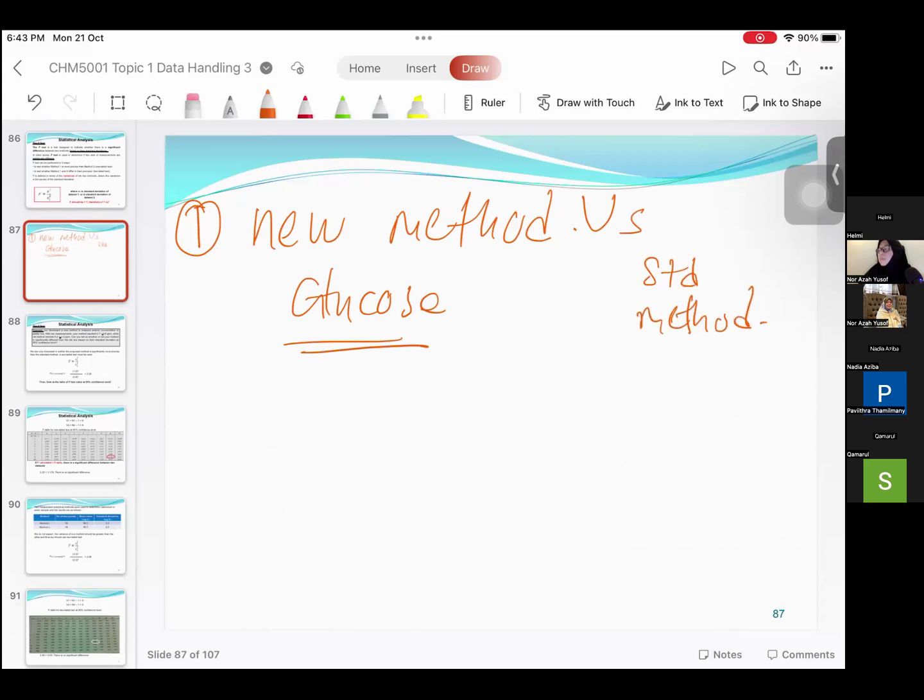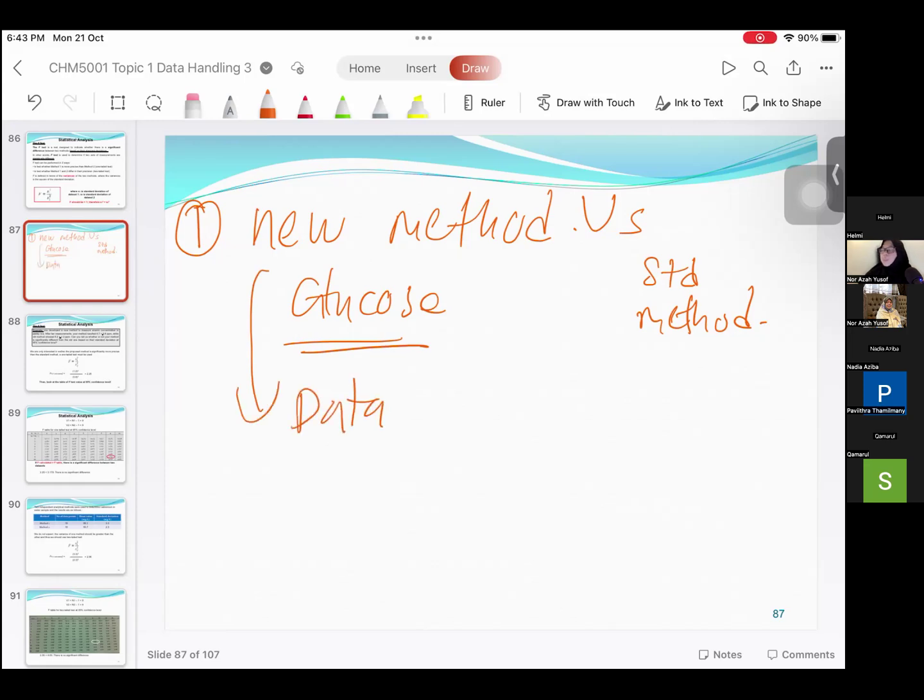Now you come across a new reagent that can replace the enzyme. Remember that glucose analysis usually uses an enzyme, but you find a new chemical reagent which is cheaper and more stable, and you want to develop a new method. In order to do that, you have to do the analysis with the newly developed method, and you get data.